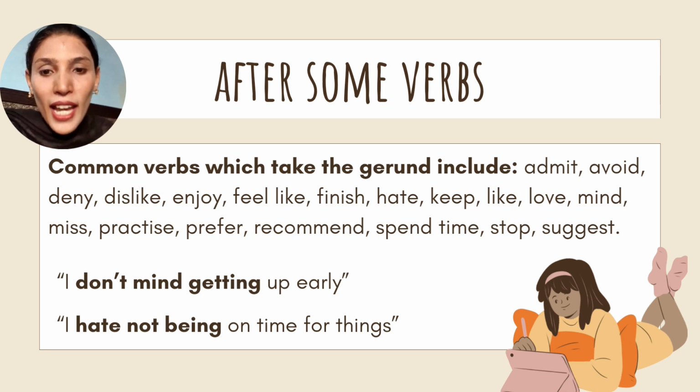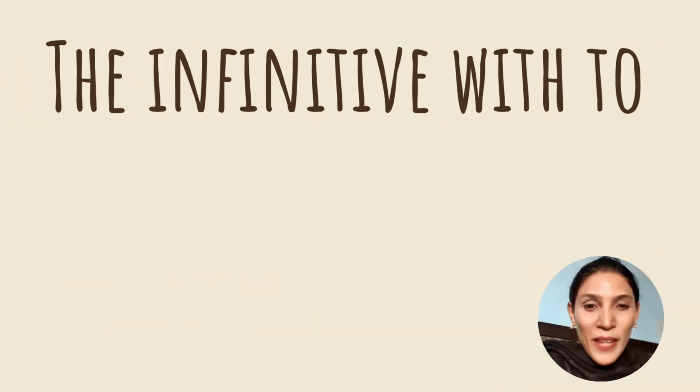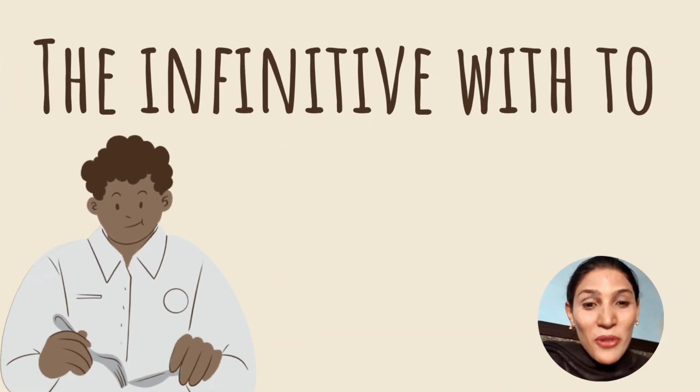I don't mind getting up early. So in this sentence, we are using getting. I hate not being on time for things. Right? I hate not being on time for things. You know that being, that is called gerund. I hope now you will be able to understand what is gerund.